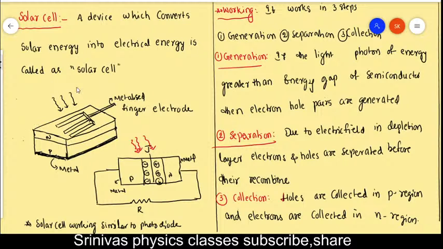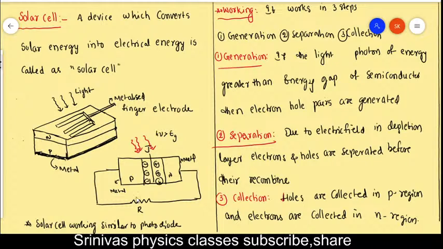It will convert the light energy into electrical energy. That means light is allowed to fall on the diode, and that will generate the current. When the light falls on the diode, in three steps it converts the light energy into electrical energy. The three steps are generation, separation, collection. What is generation? When photons whose energy is greater than the energy gap are incident at the junction, electron-hole pairs are generated. That is the generation process.